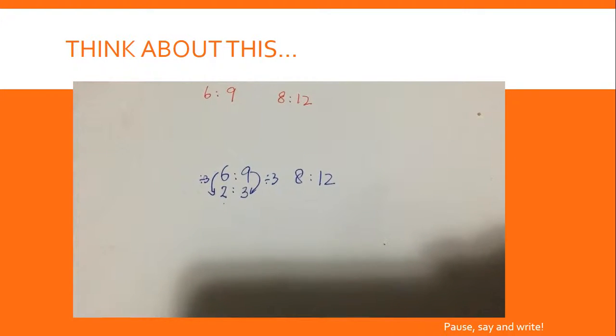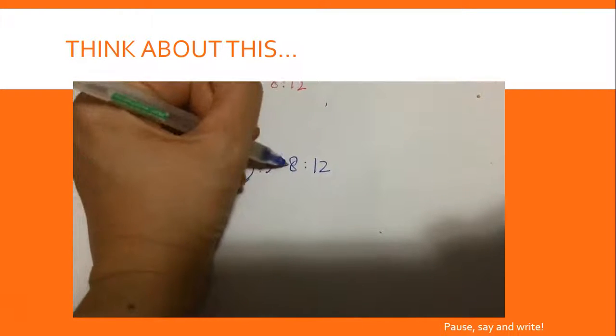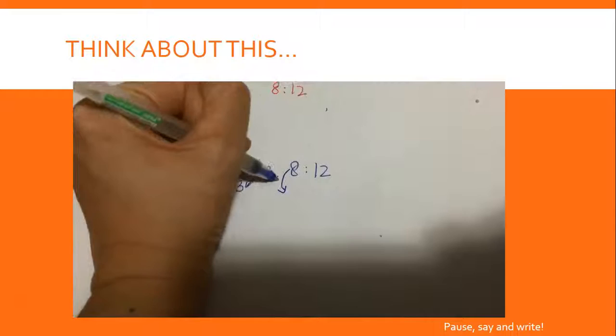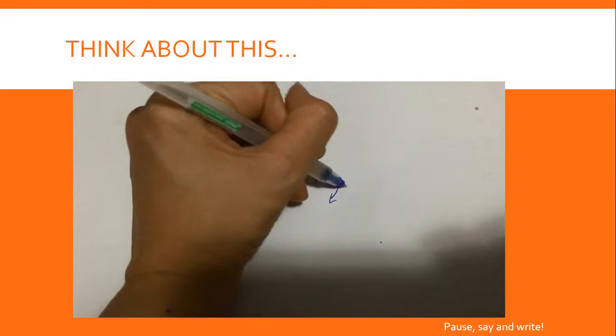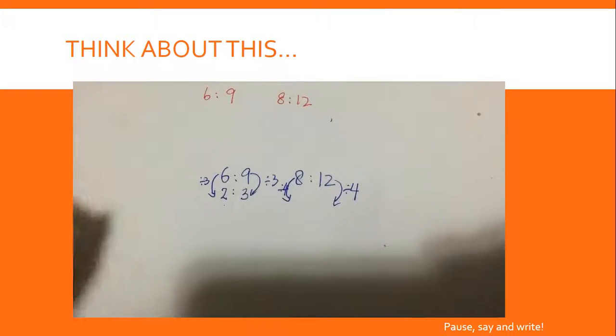8 and 12 can be divided by 3? No. 6 divided by 2 is 3, and 9 divided by 3 is 3. So I divide this by 2 and I divide this by 3. Sure, this is the simplest form. There are no more common factors between 2 and 3.